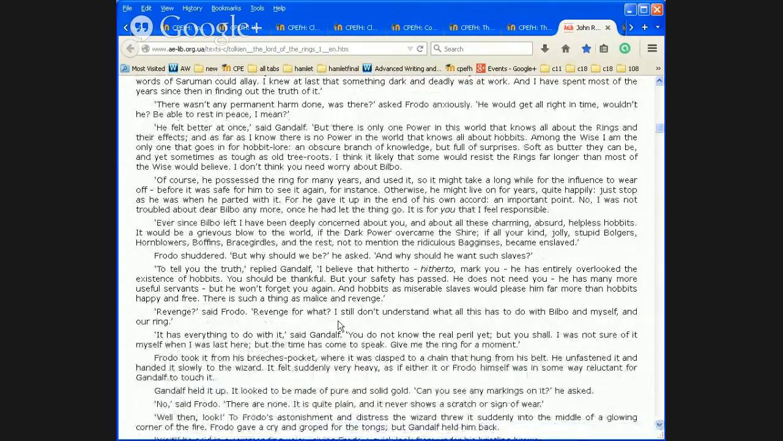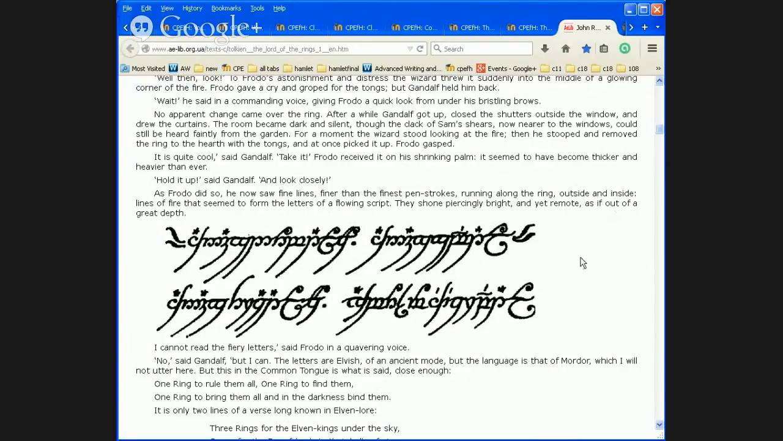Revenge, said Frodo. I still don't understand what all this has to do with Bilbo and myself and our ring. It has everything to do with it, said Gandalf. You do not know the real peril yet, but you shall. I was not sure of it myself until I was last here, but the time has come to speak. Give me the ring for a moment.